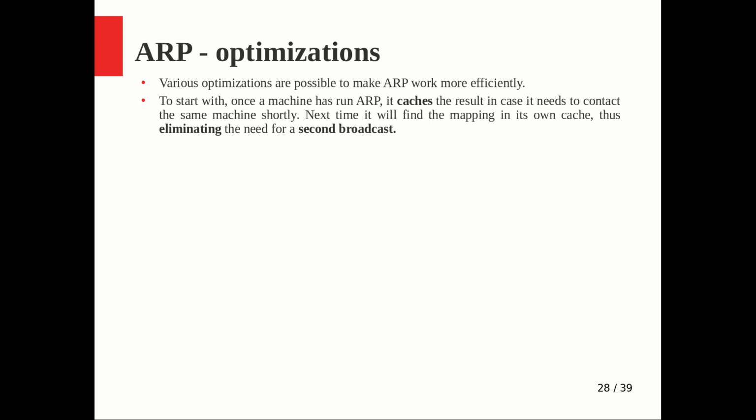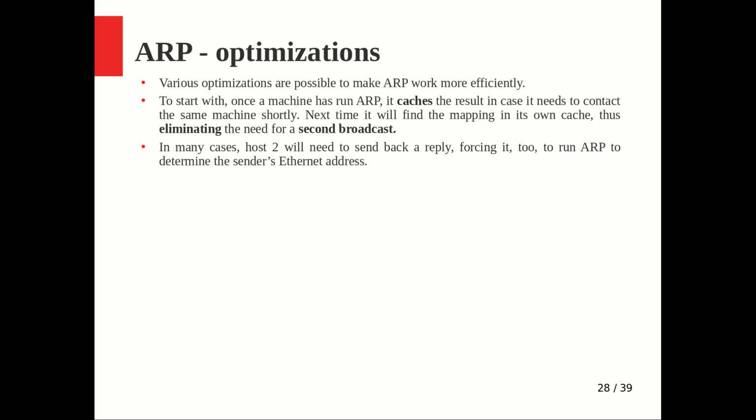To start with, one machine can run ARP and cache the result in case it needs to contact the same machine shortly, right? So if it wants to communicate with host 2 again and again, there is no need to broadcast again and again. Simply by keeping a cache, it will get the mapping the second time from that cache and send directly. So next time it will find the mapping in its own cache, thus eliminating the overhead of sending a second broadcast.